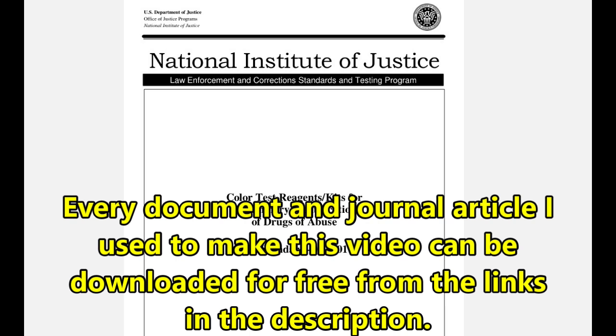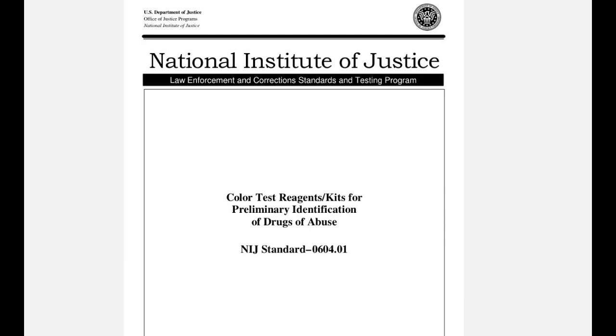This document, from what I can find, was written in 2000. But whether it was written in 2000 or now, it's going to work exactly the same, and I promise you the reagent tests have not changed that much.